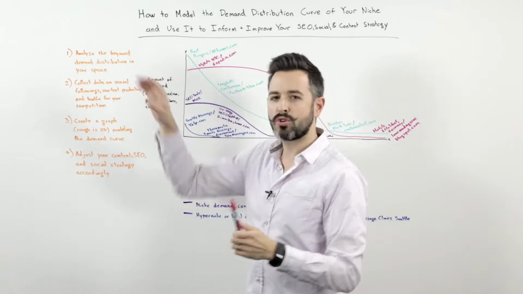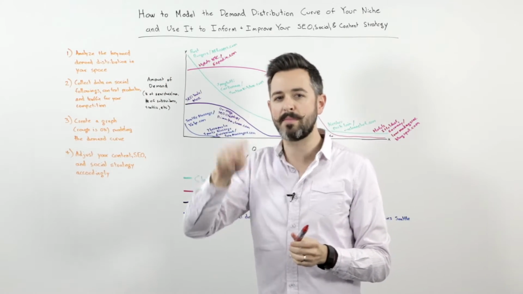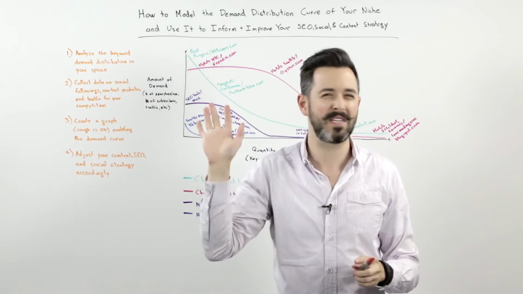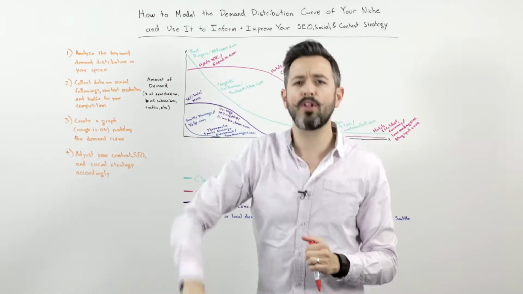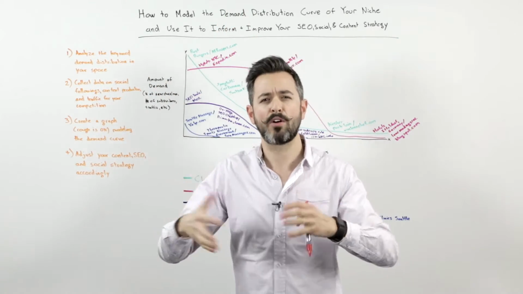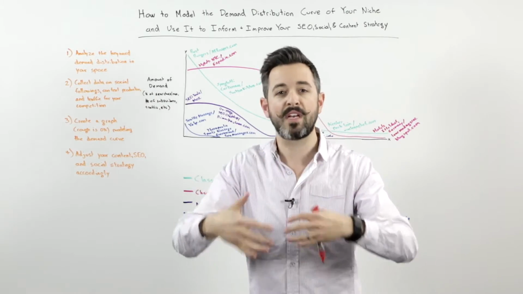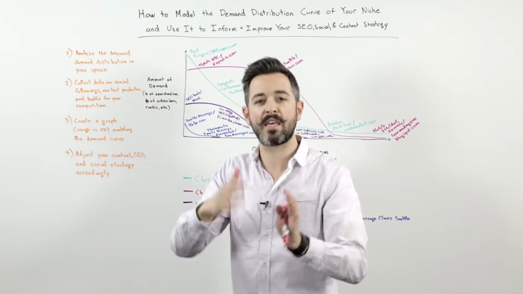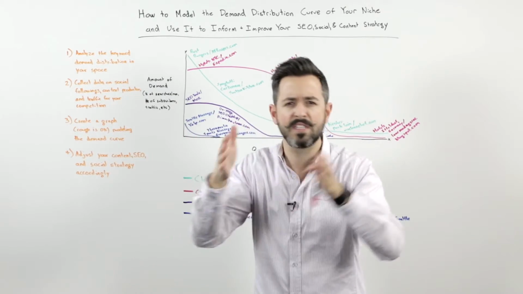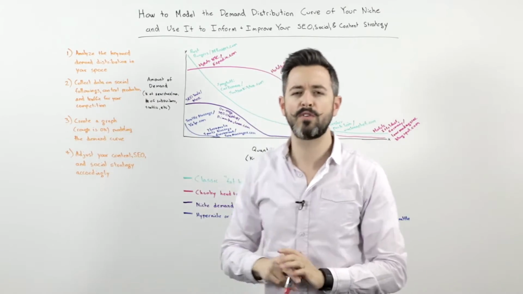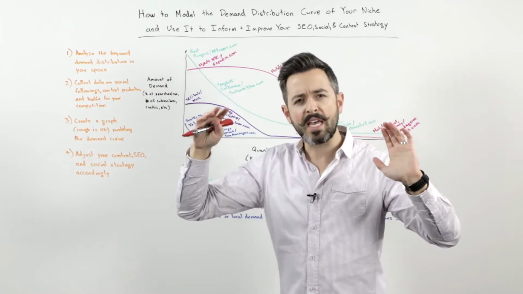First off, try analyzing the keyword demand distribution in your space. This sounds fancy, it's not fancy at all. Basically what I'm saying is, go make a list of all the keywords in your space, right? All the keywords that would bring relevant, high quality traffic to your site that might potentially turn into customers, either on a first visit, second visit, 2 or 3 visits in the future. And then look at that list.